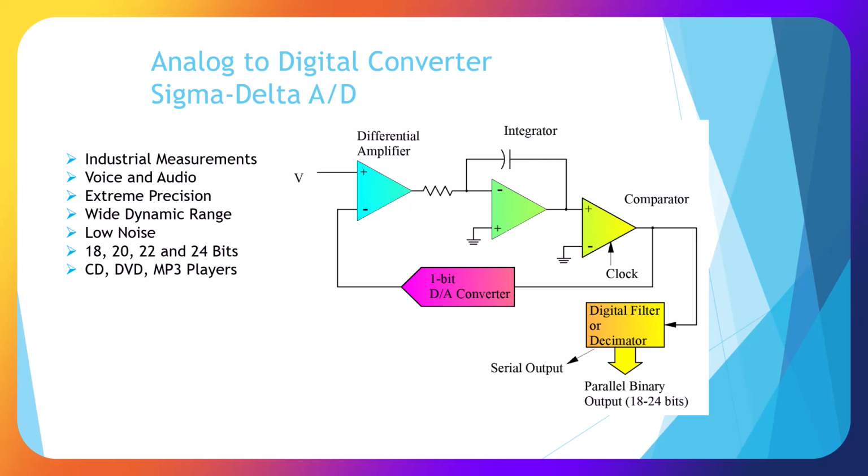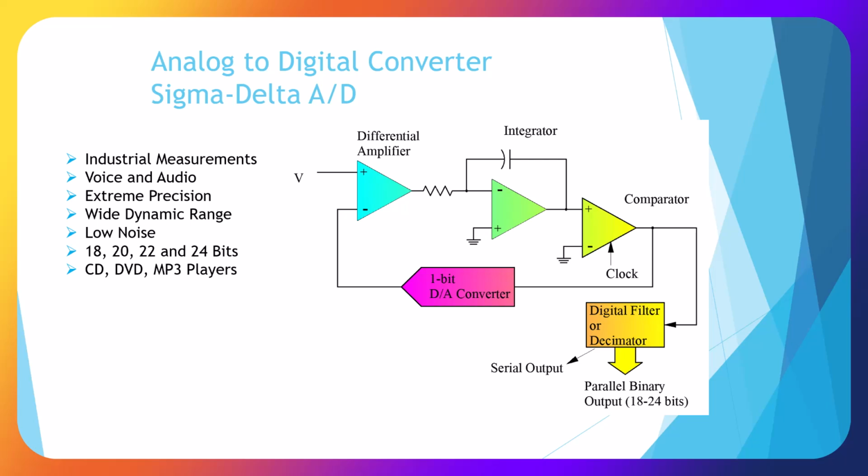One of the newest types of analog to digital converters is our Sigma Delta. It's used for industrial measurements, in voice and audio. It's extremely precise, has a wide dynamic range, low noise. It can be used as 18, 20, 22, and 24 bits. And like I say, it's used for CDs, DVDs, and MP3 players.